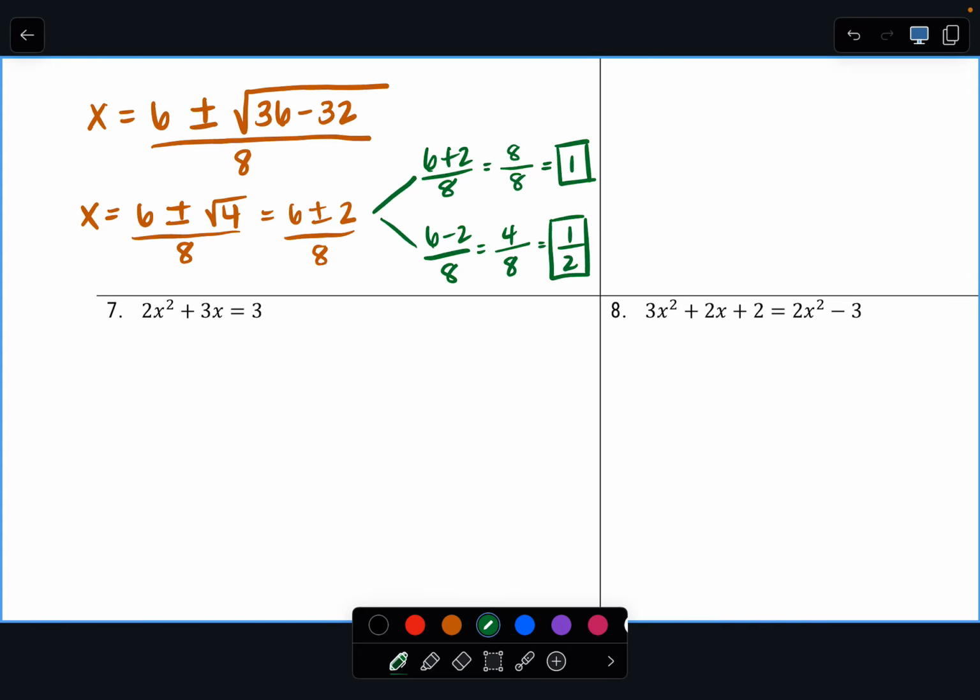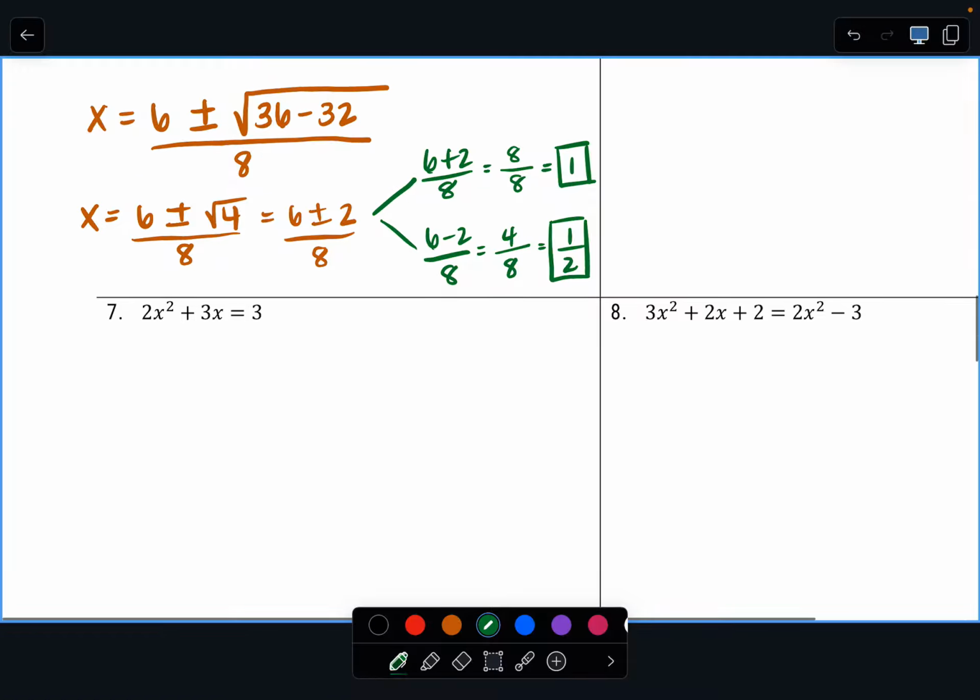These two are our answers. So anytime you are solving a quadratic, in this case, because our discriminant was positive, we should get 2 real solutions. I have 2 real solutions. So that is one possibility for the answers you can get. Let's try another one.